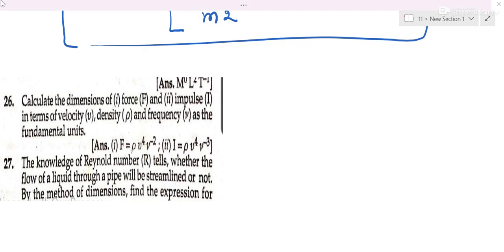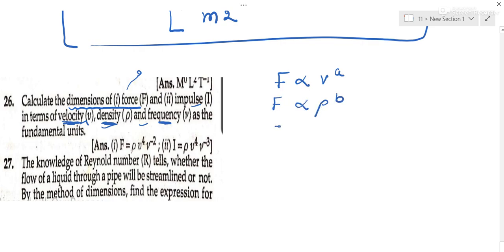Let us see the next question. Calculate the dimensions of force and impulse, that is the second part, in terms of velocity, density and frequency. So we have to find out force in terms of velocity, density and frequency. Force in terms of this, this and this. So force is depending upon velocity, density and frequency. So the question can be asked in this form as well. So we will combine all three.